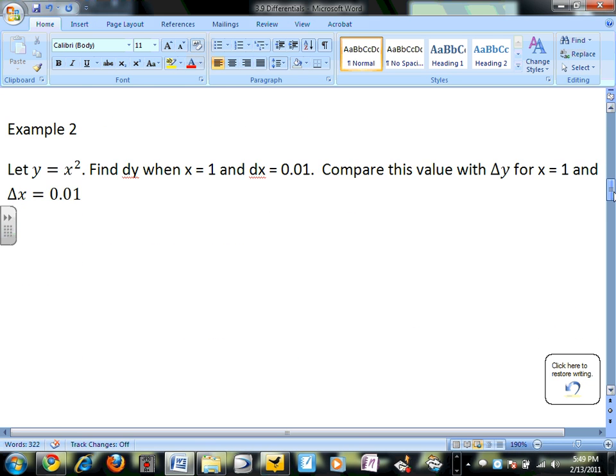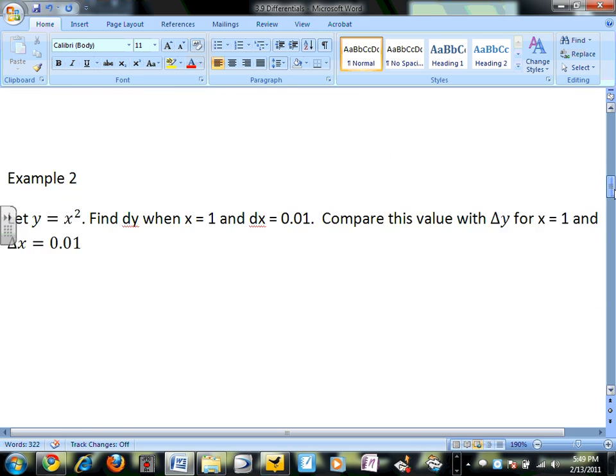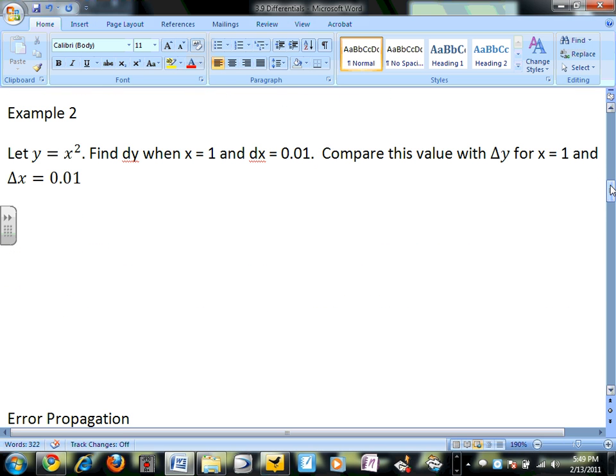So here we go. We have an example showing you why it's easier and why it's pretty darn close and why we use differentials instead. So we're saying let y equal x squared. Find dy when x equals 1 and dx equals 0.01. Compare this value with the change of y for x equal to 1 and change of x equal to 0.01.